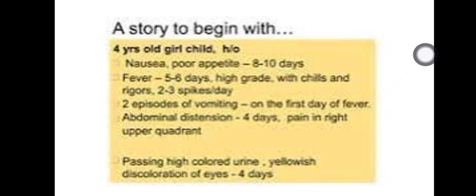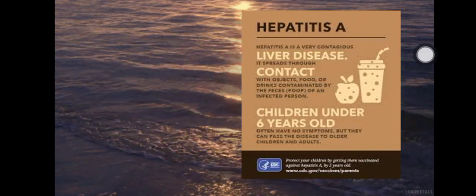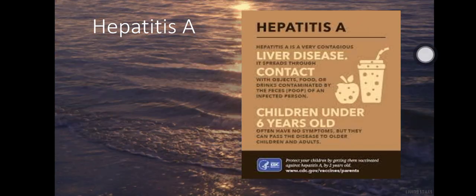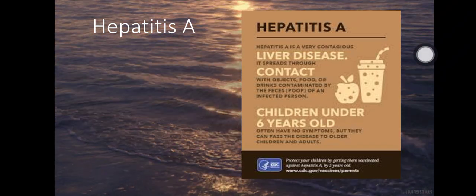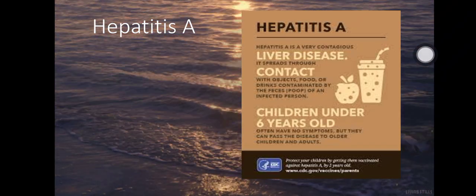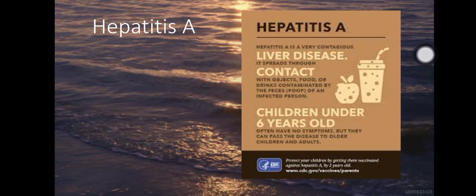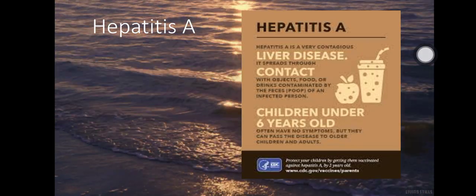Fever means infection, and yellowish discoloration of the eyes denotes that it has jaundice. And since it is a child, you can suspect hepatitis A. That's a very common thing among children. So we deal with an infection, hepatitis A. It's a very contagious liver disease.